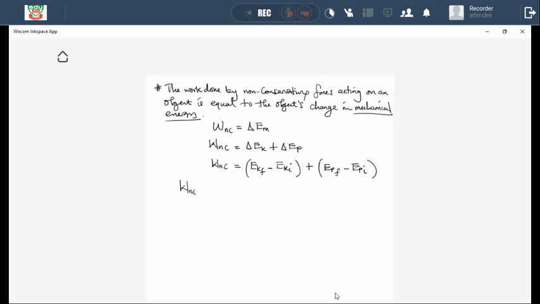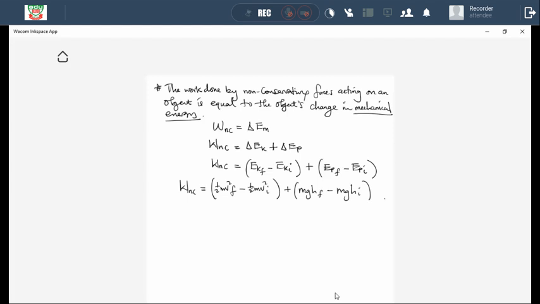We further expand our formula. Work done by non-conservative force is equal to, how do we calculate final kinetic energy? Half m v squared final minus half m v squared initial. That gives us change in kinetic energy. Plus, how do we calculate final gravitational potential energy? It's m g h final, minus m g h initial. That gives us our work done by non-conservative force. So if you are presented with a question or a scenario and you want to use this method, you must identify all the non-conservative forces that are acting on that particular object.